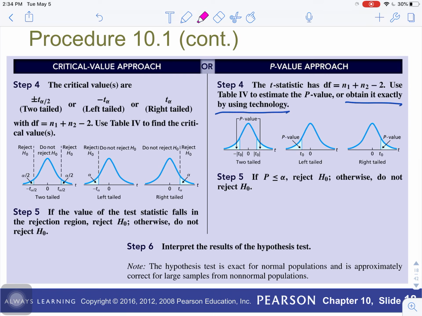So what you'll do is, again, we are going to remind you for your DF, it is going to be the sample sizes added together minus 2. And then you also have to determine, is it two-tailed, left-tailed, or right-tailed, because that is going to depend on which column you're looking at in your table in the back of the book. If the value of the test statistic falls within the rejection region, you're going to reject your null hypothesis. Otherwise, you do not reject your null hypothesis. Don't forget, this is your value of rejection.